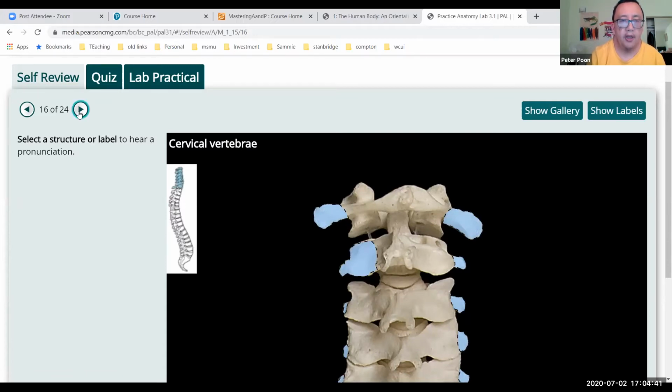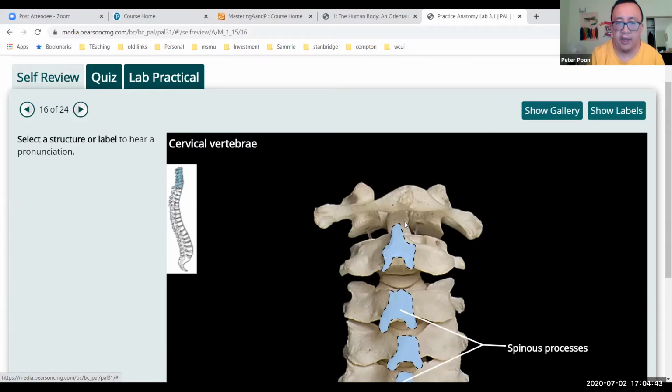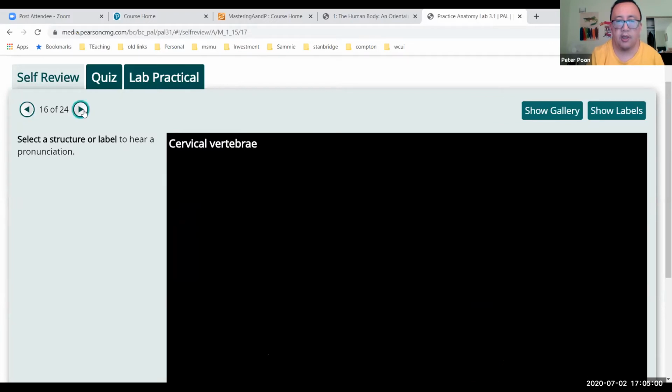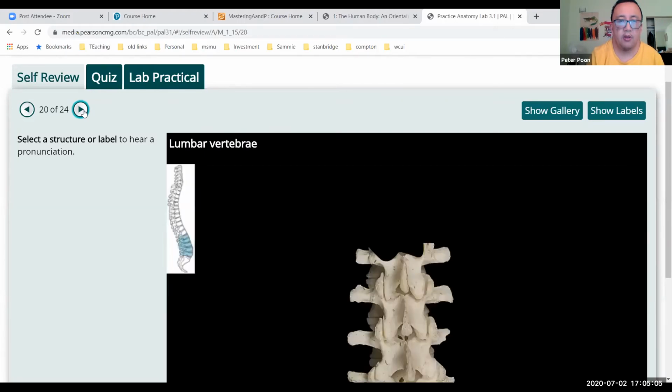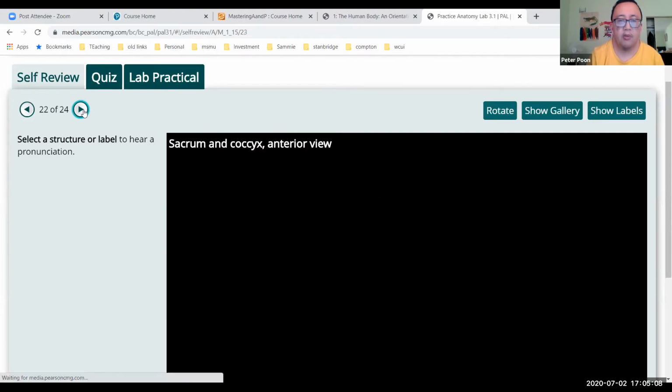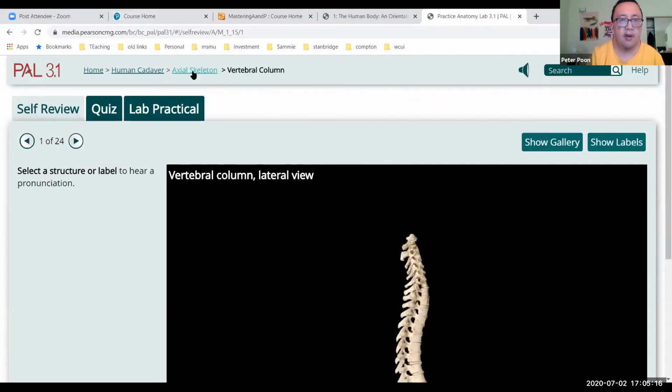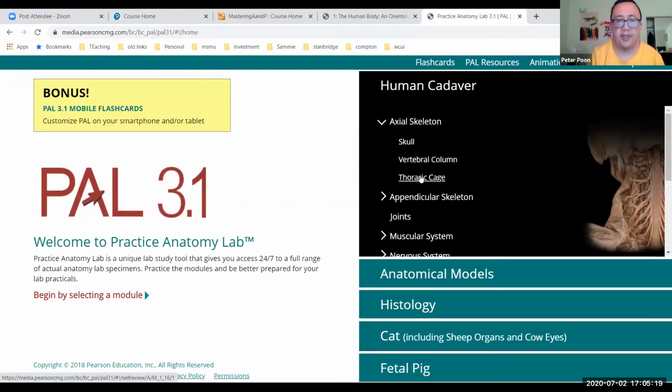Cervical vertebrae. There we go. You can see the dens right here. See how there's a sharp pointy thing in the back? That's actually the dens. That allows you to rotate your head. Sacrum. All right, next thing I want to show you guys, the thoracic cage.